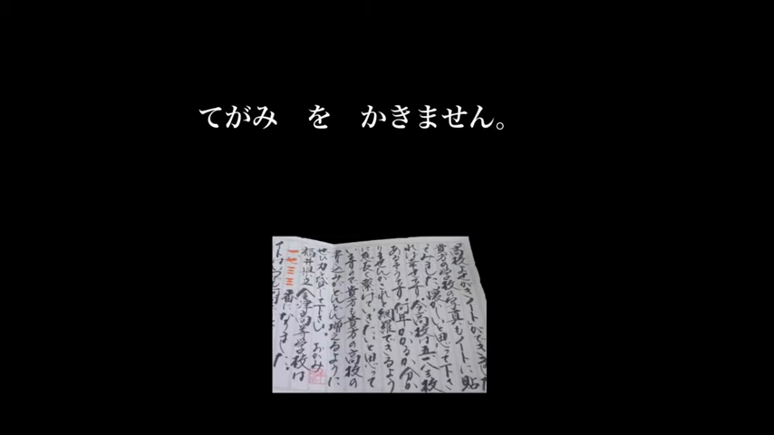Another example of a sentence in the negative form would be 新聞 meaning newspaper. 新聞を読みません. I do not read the newspaper. These days, not many people write letters either. 手紙を書きません. I don't write letters.